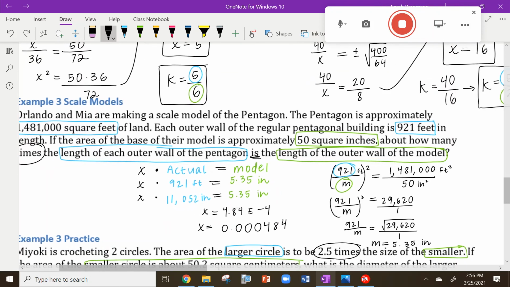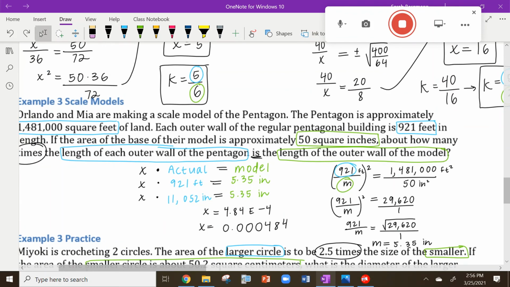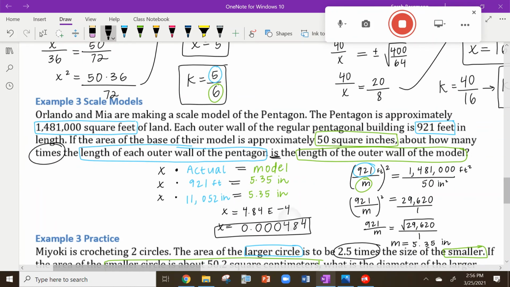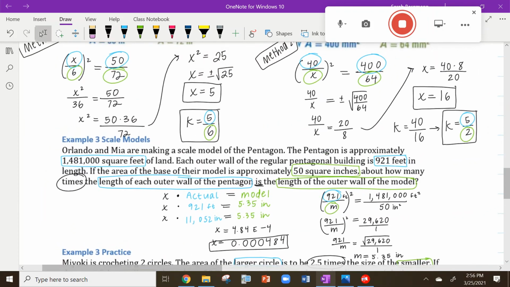So what this means is that the length of the outer wall of the pentagon is 0.000484 times the actual pentagon is how long the model is. We could also write this as a fraction if you wanted, if it's possible. In this case, it's a little difficult to change to a fraction since it's such a tiny number.